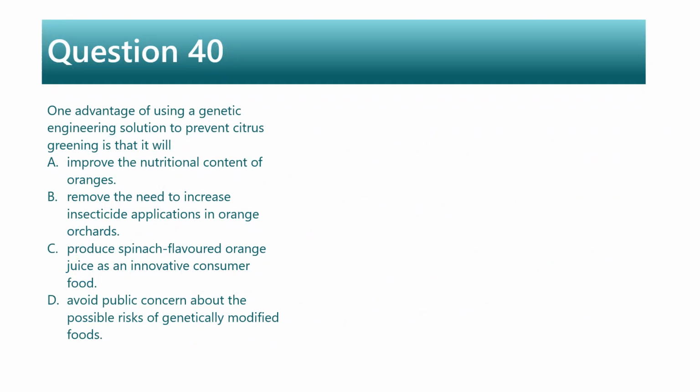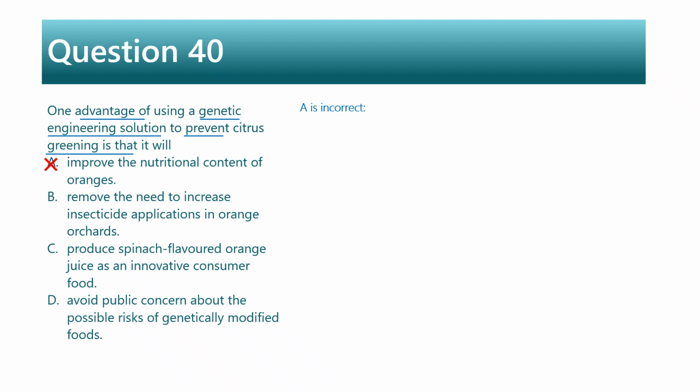This question looks at the broader agricultural and environmental advantages of using a genetic engineering solution for disease management. Without genetic engineering, farmers typically rely heavily on spraying massive amounts of insecticides to suppress the psyllid insect vector that transmits the disease. Let's evaluate the options to find the true advantage of this genetic approach.